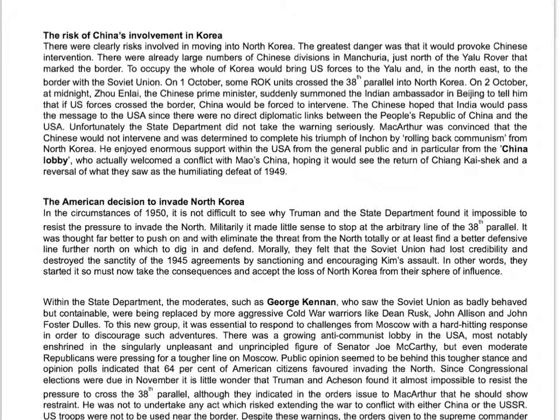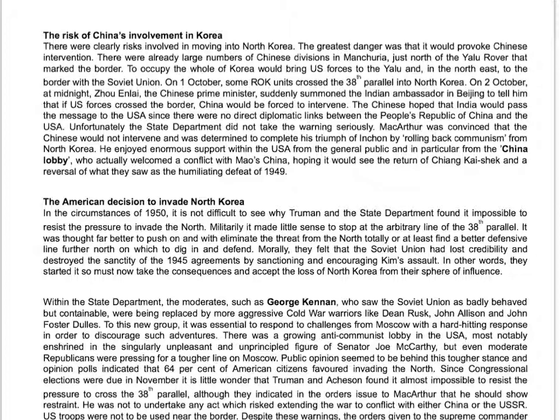The risk of China's involvement in Korea. There were clearly risks involved in moving into North Korea. The greatest danger was that it would provoke the Chinese into intervening. There were already large numbers of Chinese divisions in Manchuria, just north of the Yalu River, that marked the border. To occupy the whole of Korea would bring the US forces to the Yalu River and in the northeast to the border with the Soviet Union.